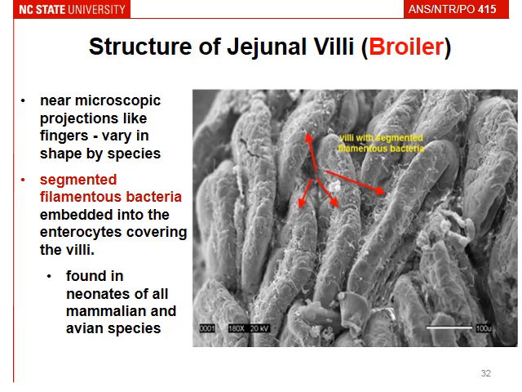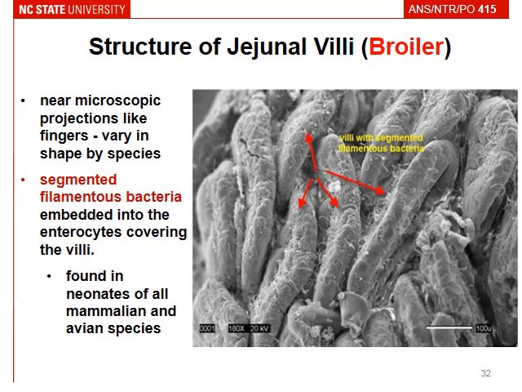This is a picture on the right-hand side of the jejunum of a broiler chicken. Broiler chickens are the ones that we actually buy the chicken carcasses in the store. So here you can see the jejunal villi of this chicken. And this is an electron scanning microscope, so you get a nice 3D image.